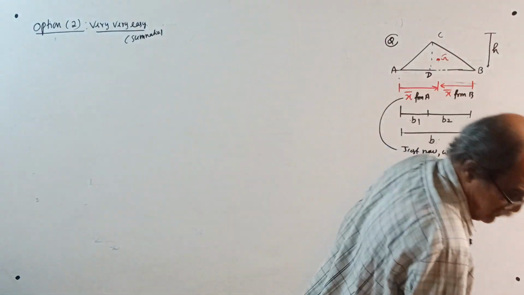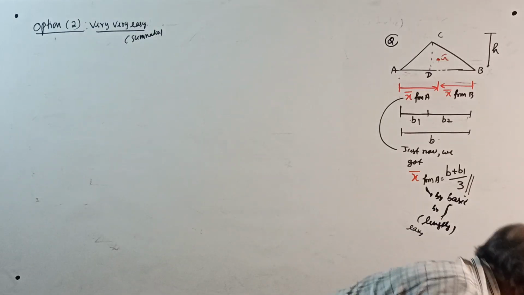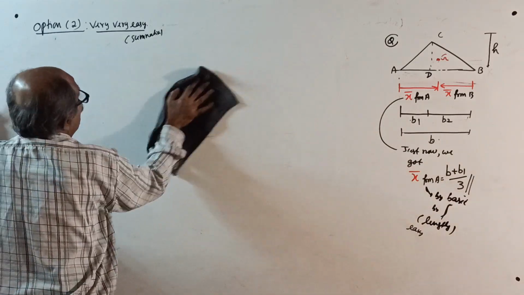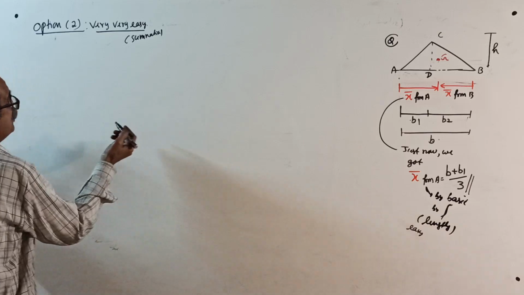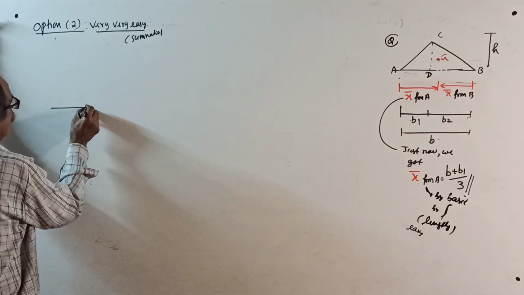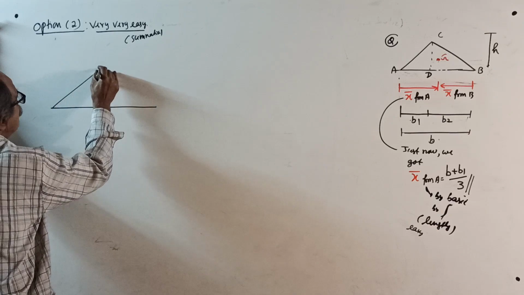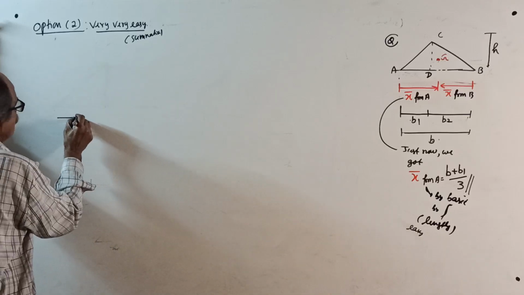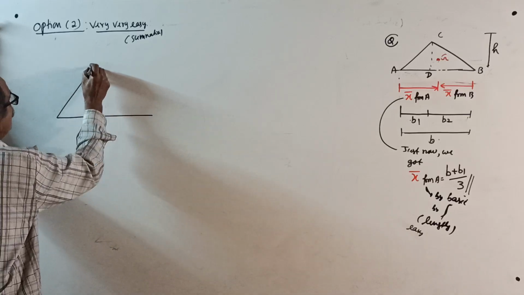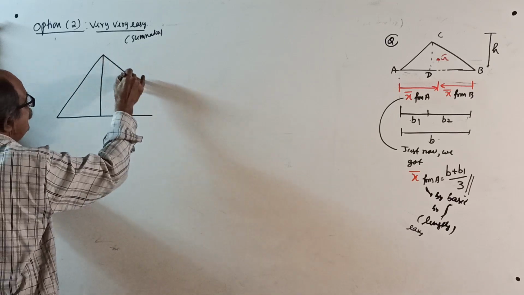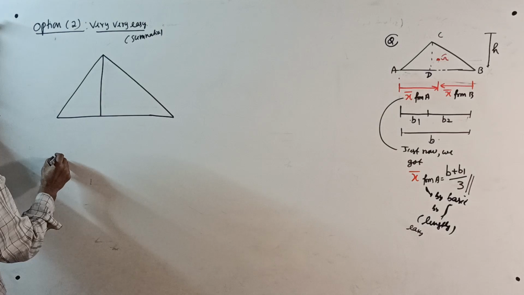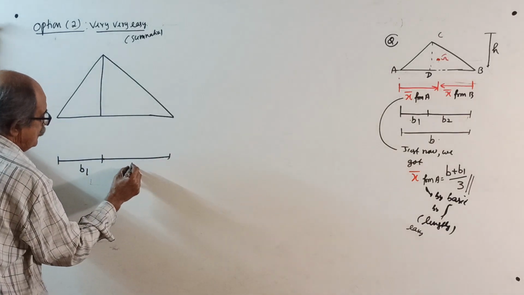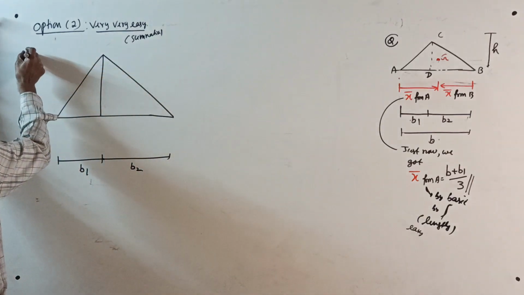Okay, now see. Give a little time for it to get dry. Wet means the ink will not flow correctly. Okay, start. Divide into two parts. See here. One smaller, one bigger. Which is smaller and which is bigger does not matter. This is the triangle. See here. This is your B1. This is your B2. See, right angle triangle. This is your height H.